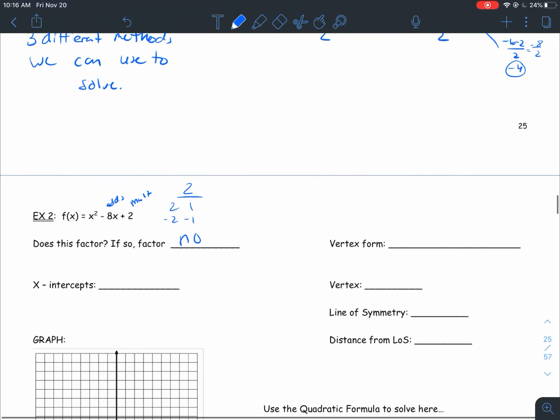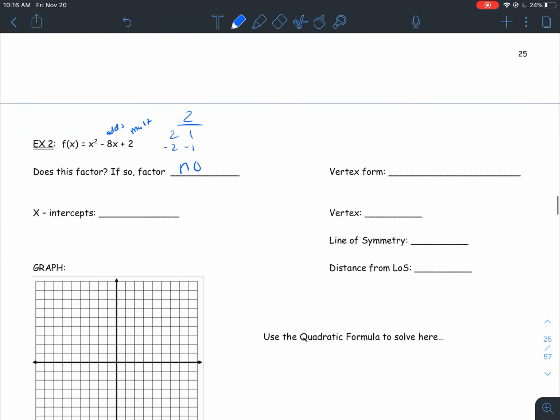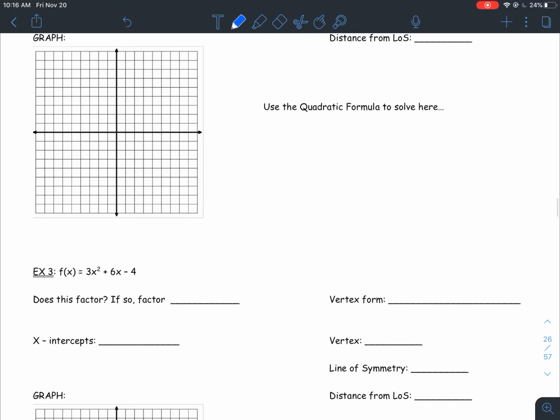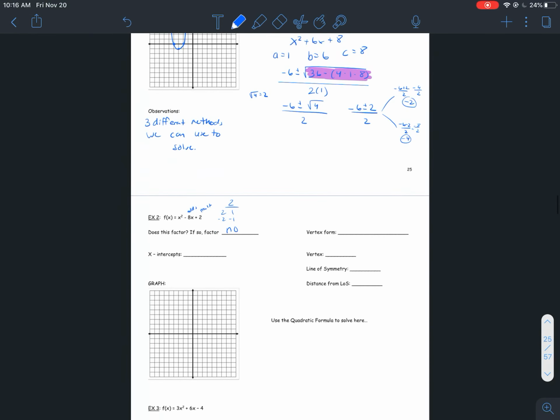Well, then how would we find the x-intercepts, right? Well, we know of 2 other methods we can use to solve, right? We can complete the square, or we can use the quadratic formula.